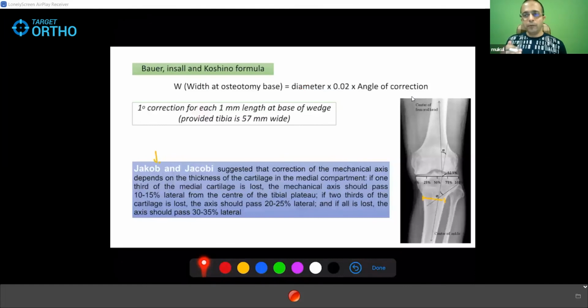Okay, and even if you want to be simpler, the width at that base, to cross-check yourself, you can always apply this Koshino formula: diameter into 0.02 into the angle of correction. So measure this width of the tibia. If it is 57, no need to apply the formula. One match कर जाएगा. Whatever angle you want corrected, उतनी wedge आएगी, उतने millimeters की यहाँ wedge आएगी. Okay. Otherwise, you can always apply this formula also to get that opening on the medial side.